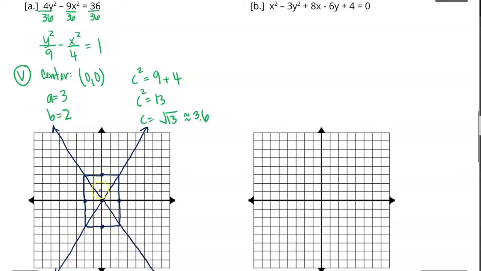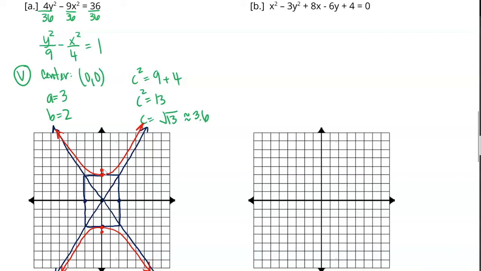These points that we got from moving up and down A units are going to be the vertices. So those are going to be points on the hyperbola. And then just use your asymptotes to sketch these two branches. They get closer and closer to the asymptote as we move further and further away from the center. So it's going to look something like that. And then because the C value is about 3.6, that means it's going to be about 3.6 units above and below the center. And so those will be right there.